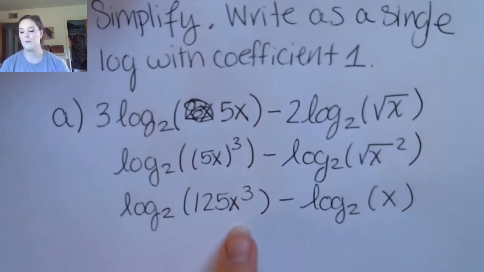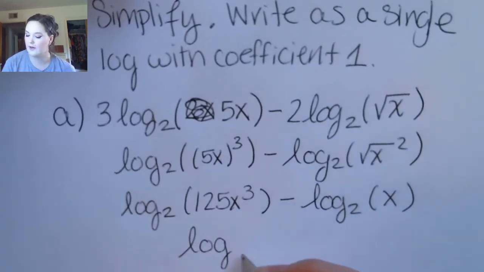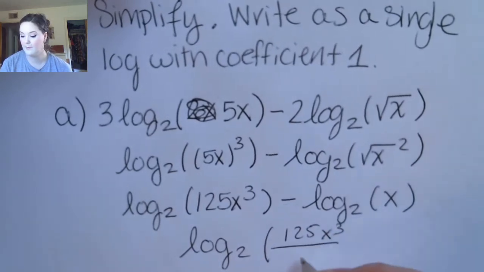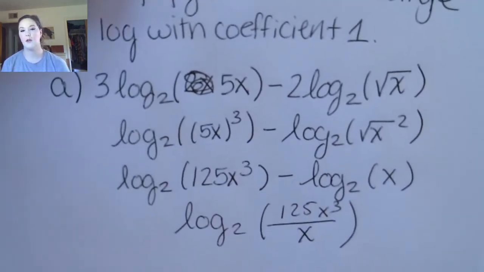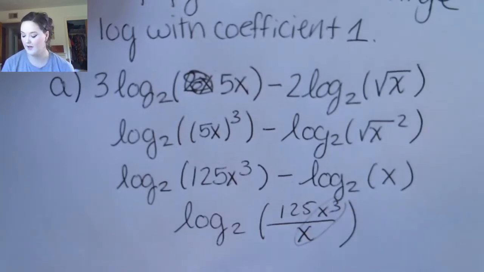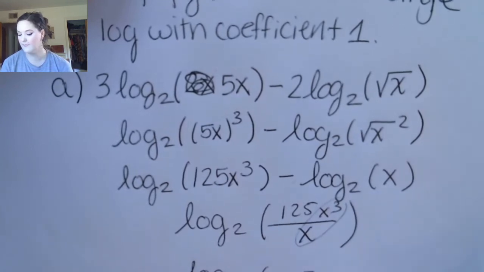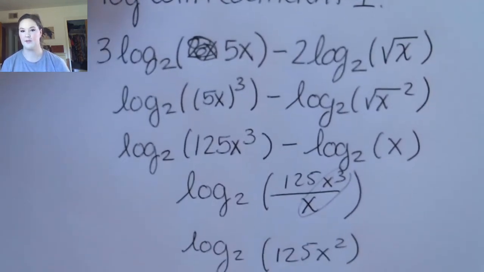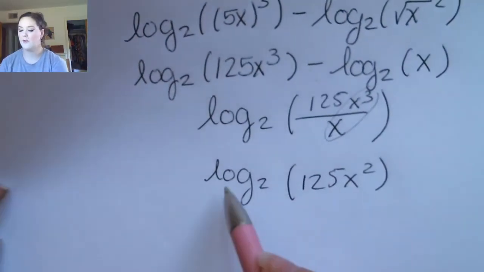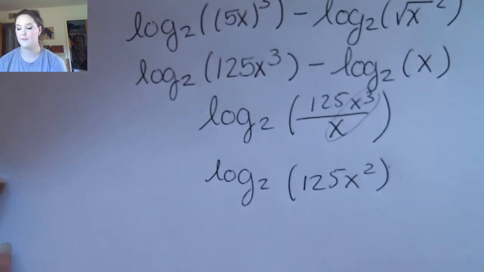Okay, so now we're going to combine these two together, right? And because we have this minus sign, we know that we're dividing. Okay, and the last thing we're going to do is simplify this fraction here. We know we have x cubed over x. Right, so this would be our final answer. Okay, so this is what they mean, right? You can see there's a single log term and the coefficient out in the front is 1.